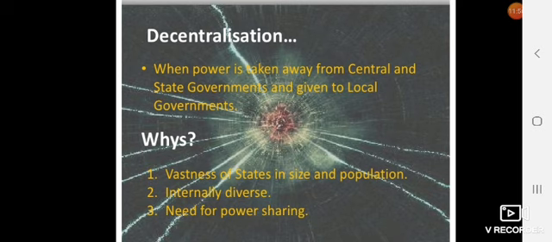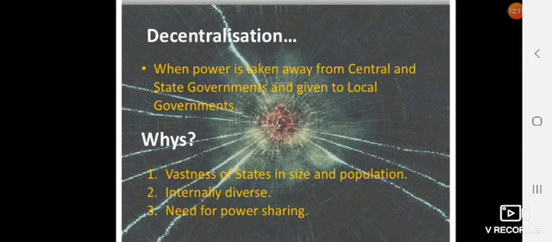Now the next subtopic here is decentralization. What is decentralization? It is when power is taken from the central and state governments and given to local governments. In India, it is there. So when the power is taken away from the central and state government and given to local government, this process is called decentralization.